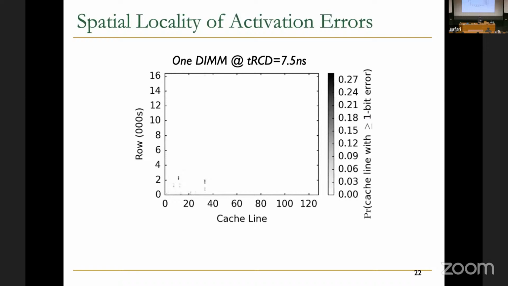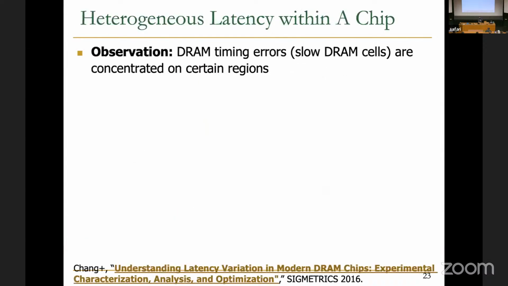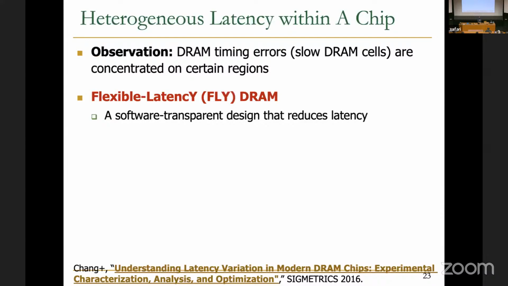So this is a heat map basically. On the x-axis, you see the cache line address, and on the y-axis, it's row address. And the dots show the bit flips. And you see that they're actually accumulated on some particular columns. Basically, you can also exploit that, right? So DRAM timing errors are concentrated in certain regions, and for that, we have another mechanism.